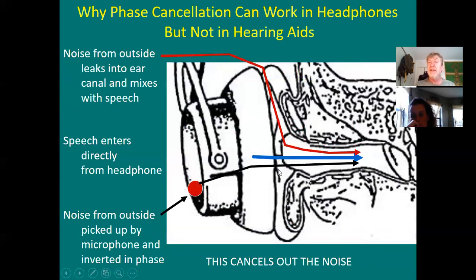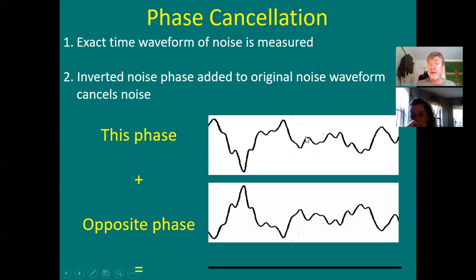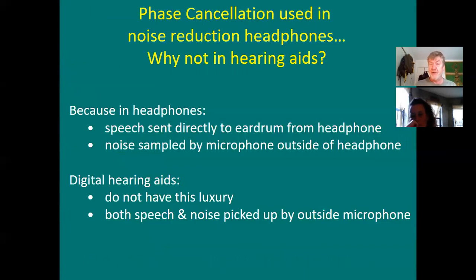So the black and the red are now in opposite phase. The microphone flips the noise picked up by itself, flips it upside down, and so what's happening is you're getting this. Perfect, you're canceling out the noise. But as we said, in digital hearing aids, there's only a mic, and that mic is picking up the sound, and it's picking up both the speech and the noise. So you can't use that technique in hearing aids.